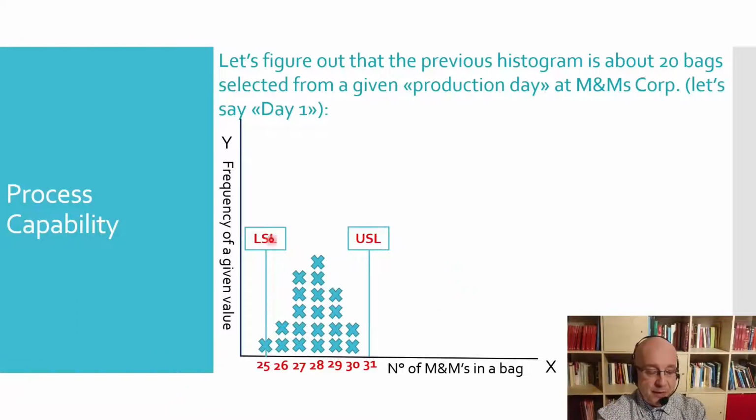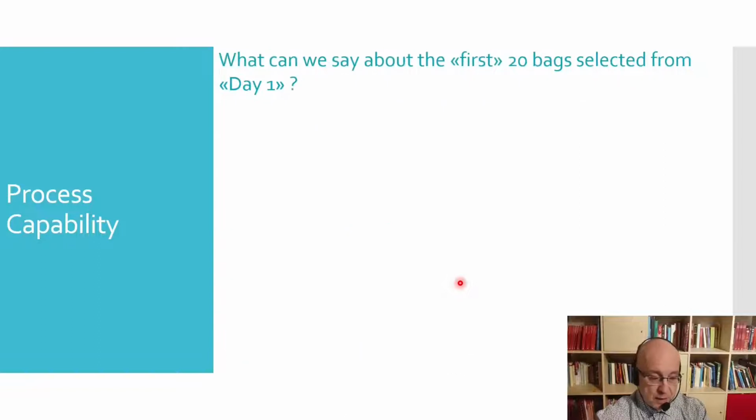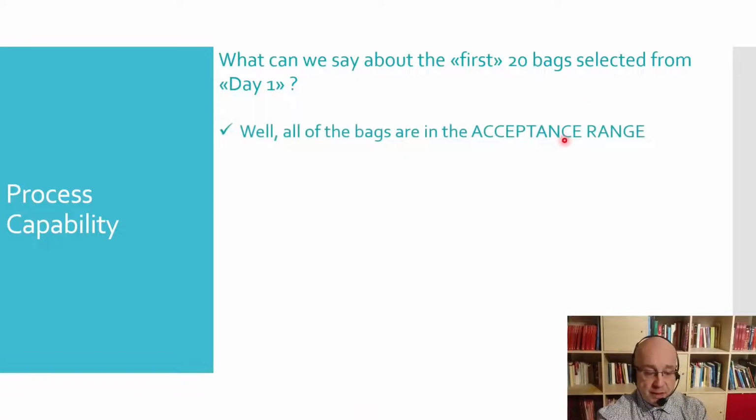Let's imagine that exactly this histogram is what we have obtained by plotting the data of the 20 bags selected from day 1, selected from 100,000 bags produced. What can we say about the first 20 bags selected from day 1? Well, all of the bags are in the acceptable range.